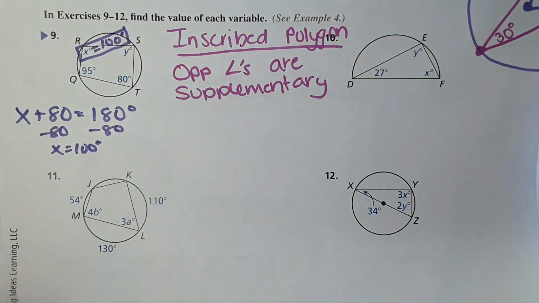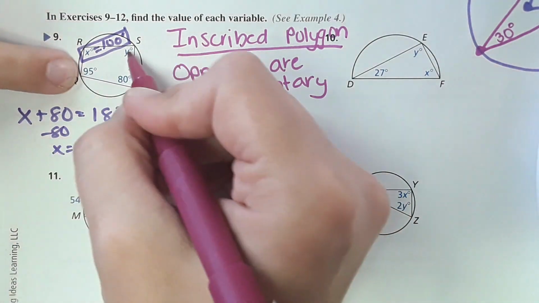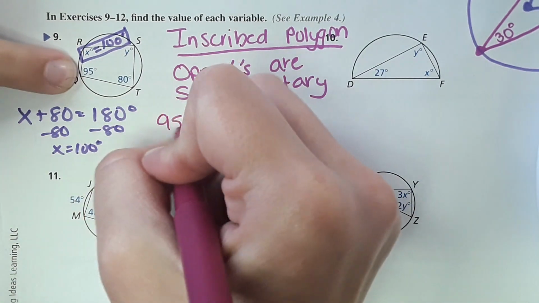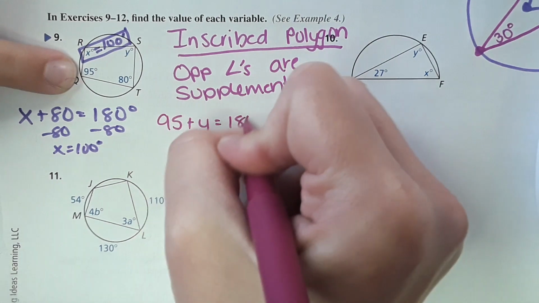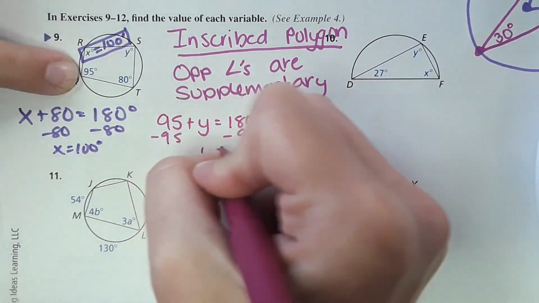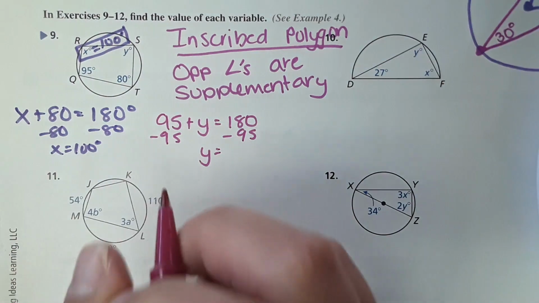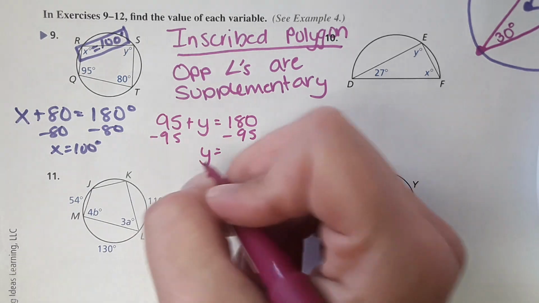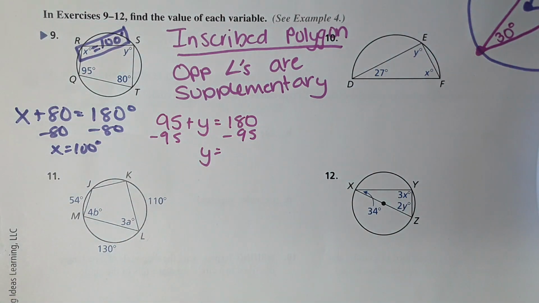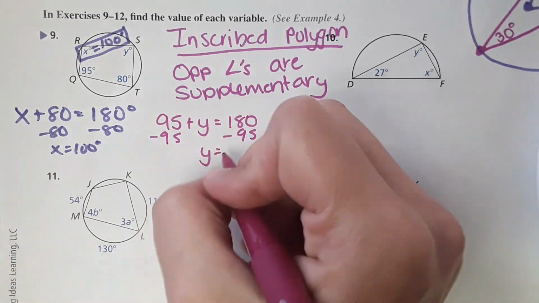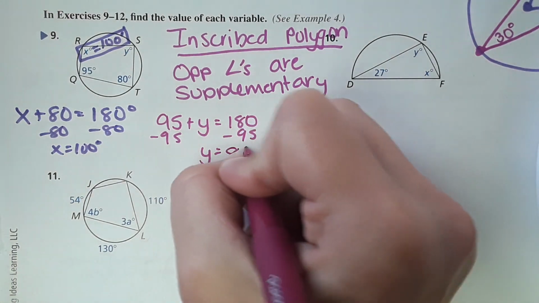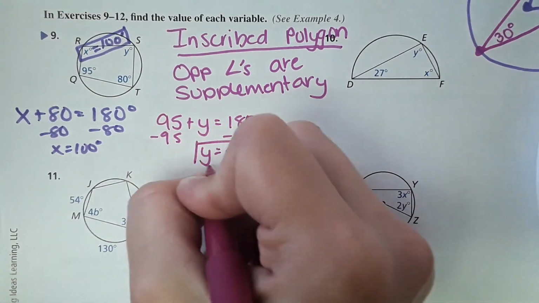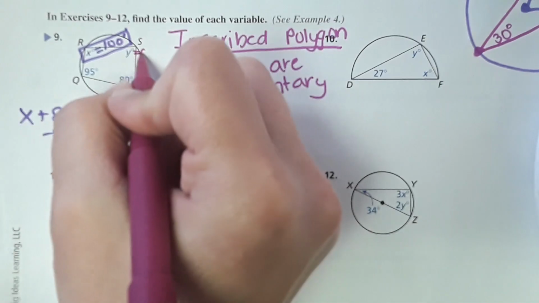And then y. 95 and y would add to 180, so 95 plus y equals 180. Y equals 85 degrees.